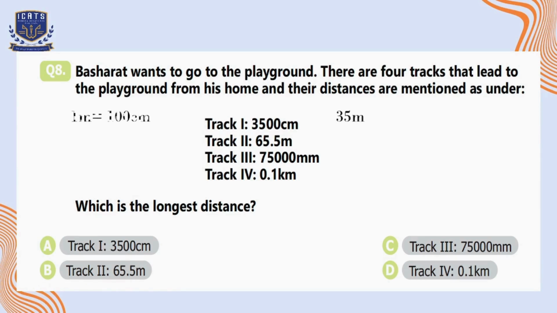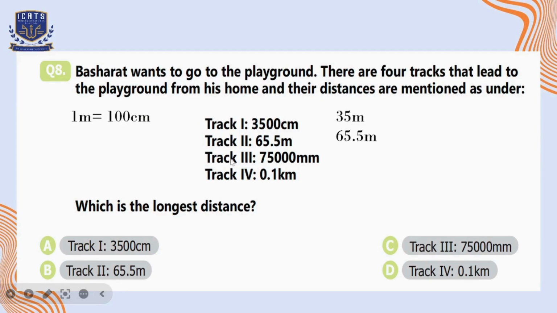So we know that there are 100 centimeters in 1 meter. So we can divide the length of the first track by 100. The answer is 35 meters. Now the length of the second track is already written in meters, which is 65.5 meters. So we will write it as it is.